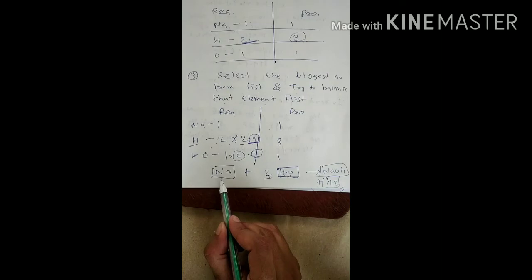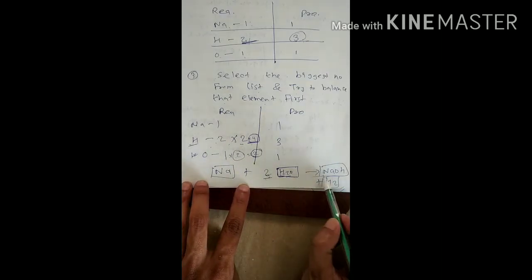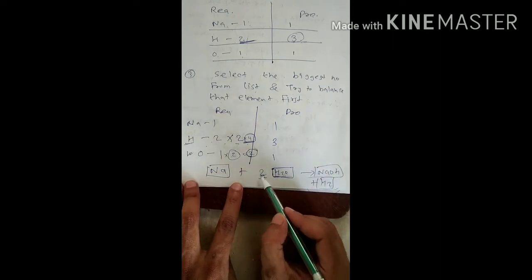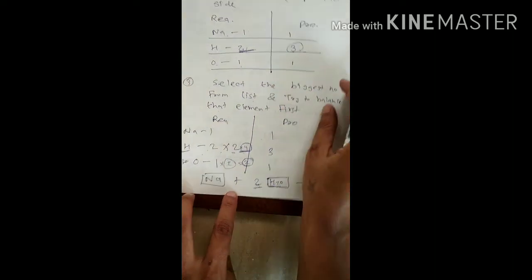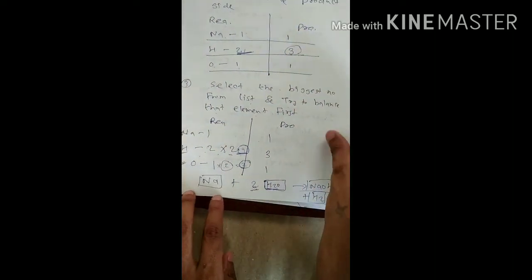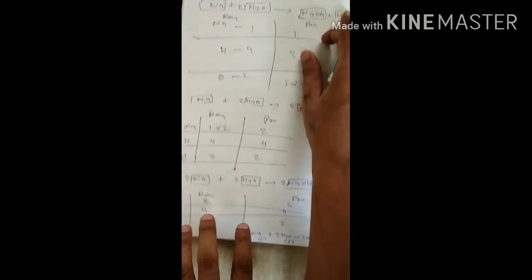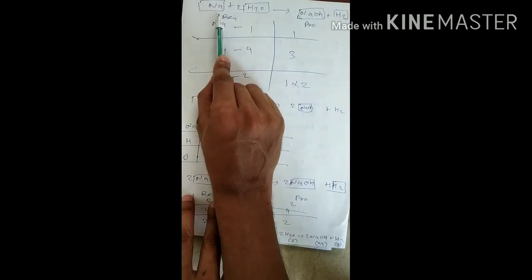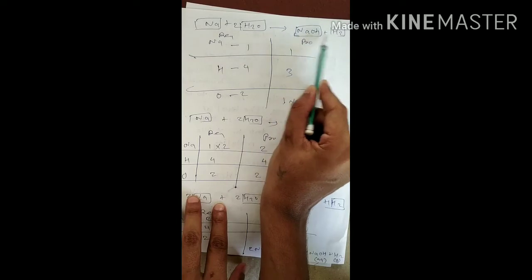So the new equation will be like this: Na plus 2H2O gives NaOH plus H2. Now again make a list like this. Okay, again make a list. So I have a list here. Sodium plus 2H2O gives NaOH plus H2.